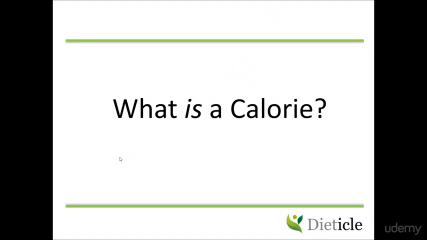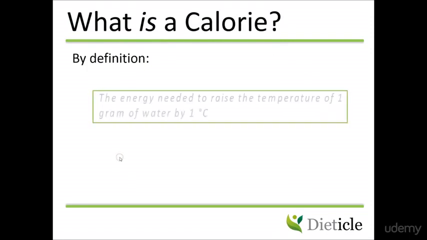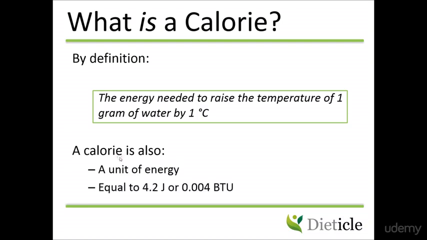Well, technically, a calorie is defined as the amount of energy it takes to raise the temperature of 1 gram of water by 1 degree C. I learned that at university, spending thousands of dollars, and you can learn it right here for free. So, fancy that. Anyways, a calorie is a unit of energy, but it can also be defined as 4.2 joules or 0.004 BTUs for us imperial folk.